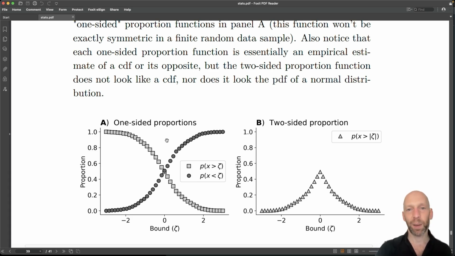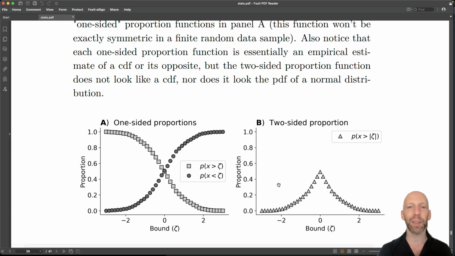Okay, so these are one-sided proportions, right? It's greater than or less than the boundaries. Then what you want to do, also inside this same for loop, is compute the two-sided proportion. So there we are looking at the probability of the data value being greater than the absolute value of zeta. So that's essentially just the sum of these two. It's the combination of these two functions, and you can implement that as the proportion of data values that are greater than the absolute value of the threshold. And you see that this one kind of goes up and then it tapers down.